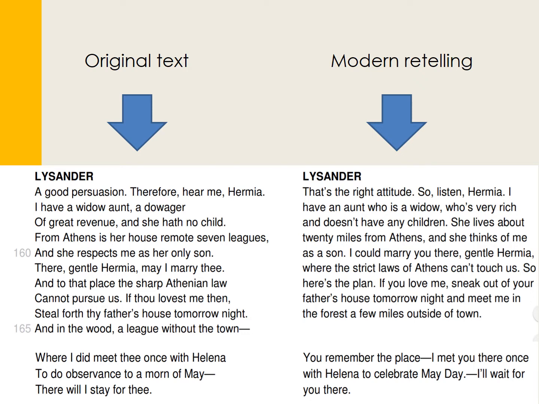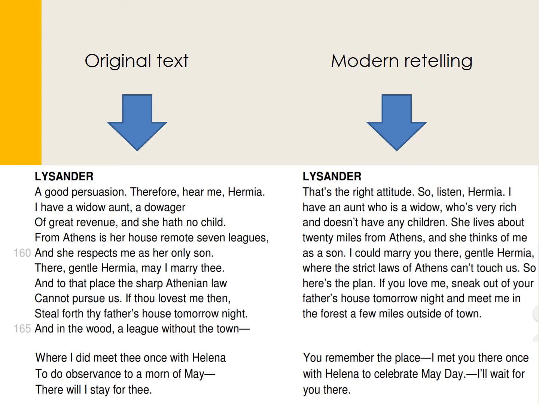Therefore hear me, Hermia. I have a widow aunt, a dowager of great revenue, and she hath no child. From Athens is her house remote 7 leagues. She respects me as her only son. There, gentle Hermia, may I marry thee. And to that place the sharp Athenian law cannot pursue us. If thou lovest me, then steal forth thy father's house to-morrow night, and in the wood, a league without the town, where I did meet thee once with Helena, to do observance to a morn of May. There I will stay for thee."